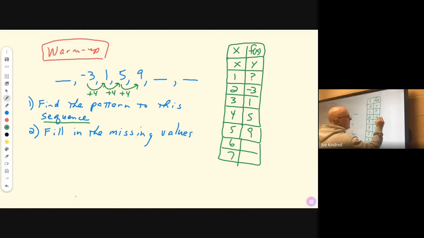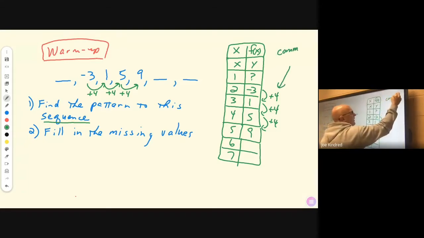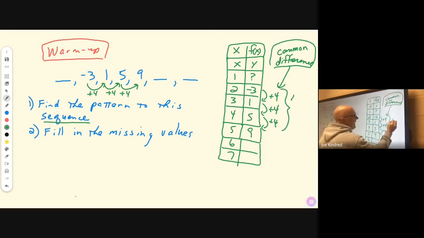Earlier in the year, we looked at tables and noticed there was a pattern of adding 4. This was called a common difference. Because of that, we said this indicates a linear function. So we can simply add 4 to get 13, and we keep the pattern going, and we get 17.